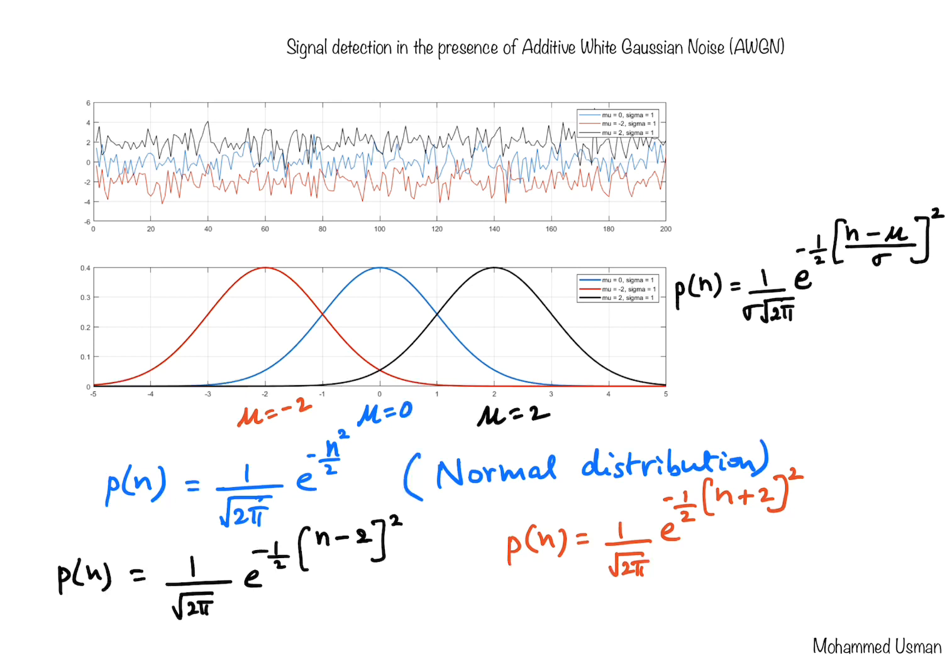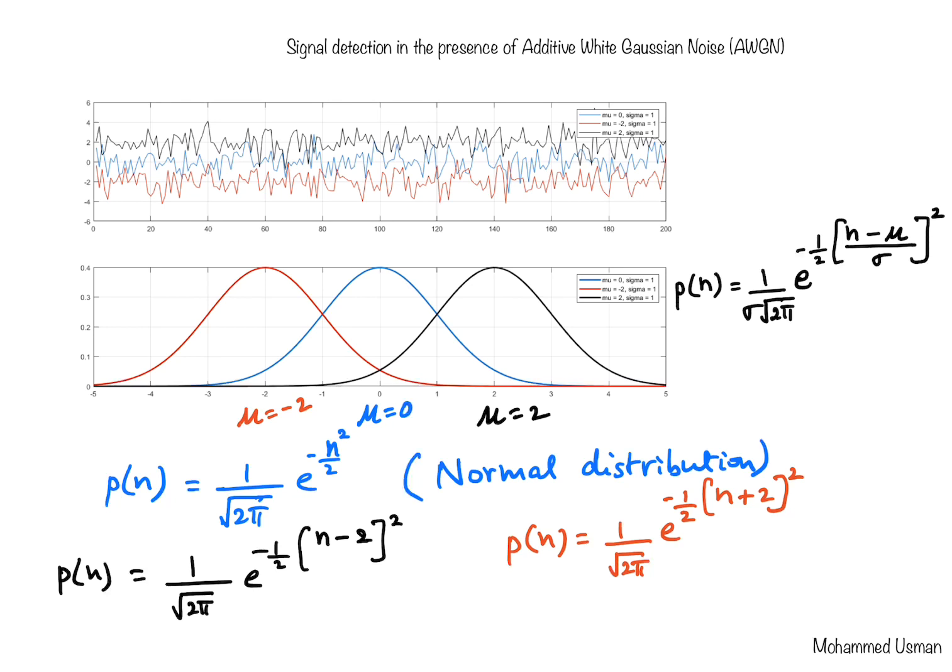So when the mean value is 0 and the standard deviation is 1, we call it the standard normal distribution, and it's an important distribution in real life. Okay, and all of these PDFs have the same standard deviation, which is equal to 1, and that's why you see that the width of the PDFs, or the spread, is the same in all the cases.